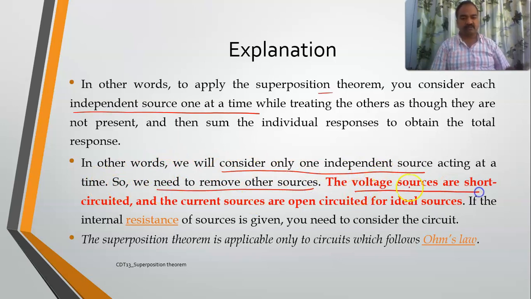If you want to remove voltage sources, ideally they must be short circuited. If you want to remove current sources, ideally they must be open circuited. In practical cases, you should consider their internal resistance or impedances. That will be given in your problem, in your higher levels. But at your basic level, you consider only ideal sources. So if you want to remove a voltage source, it must be shorted. If you want to remove a current source, it must be open circuited. And try to remember the point: it is applicable only to linear circuits, which means only to circuits which follow Ohm's law.